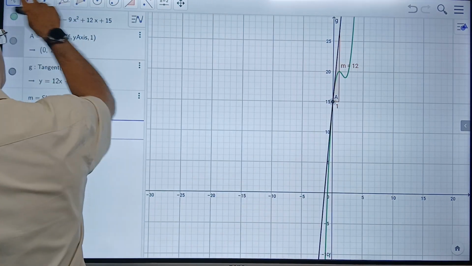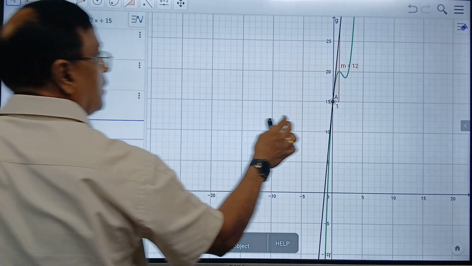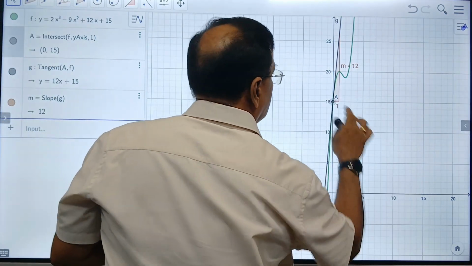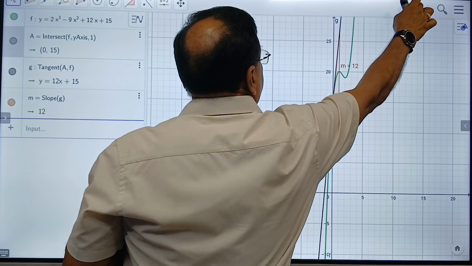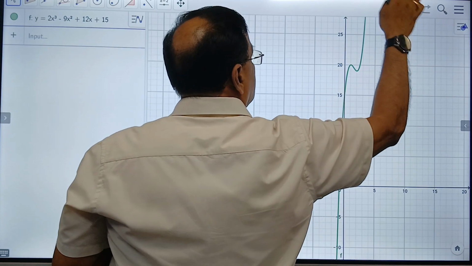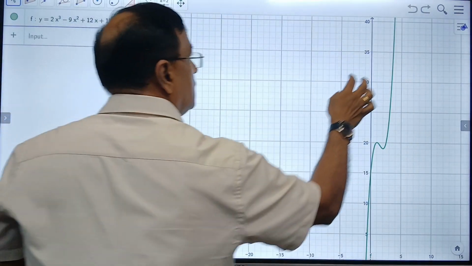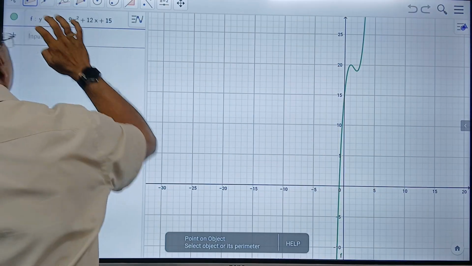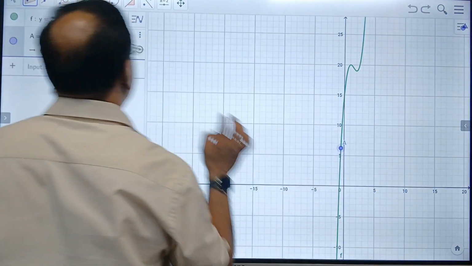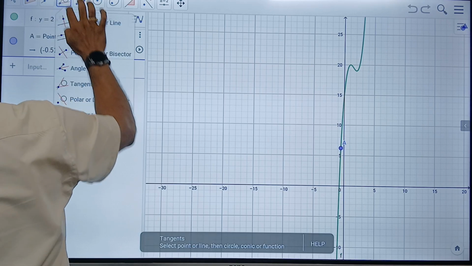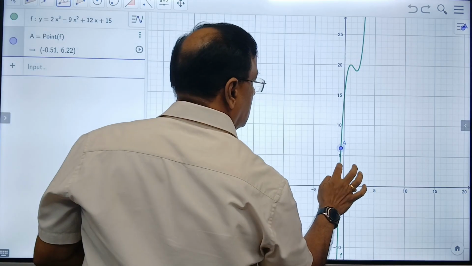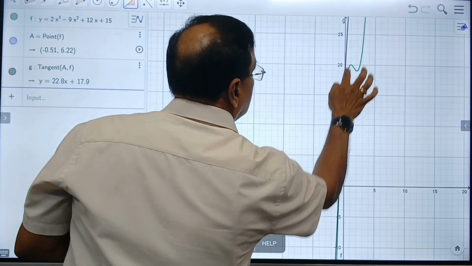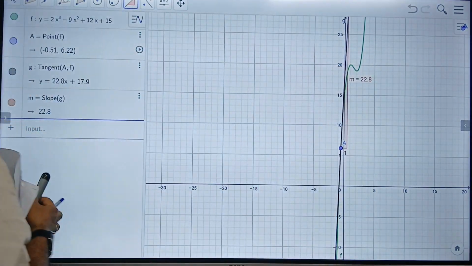I think something is wrong. One second, just to redo it. Maybe I made a mistake here. I choose a point and I draw a tangent, then I find the slope. So you have slope as positive.